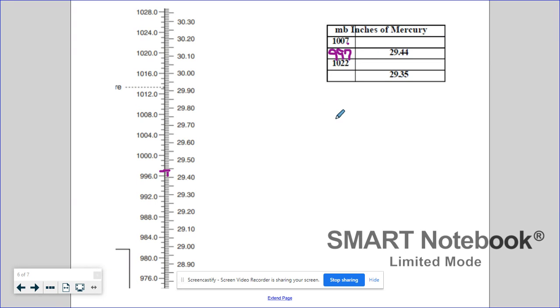All right, 1,022. I'm going to find that. That's way up here. 1,021, 1,022. And then again, I'm going to look over. It looks like it's this line right here. So I get 30.15 here, 30.16, and it looks like it's 30.17.